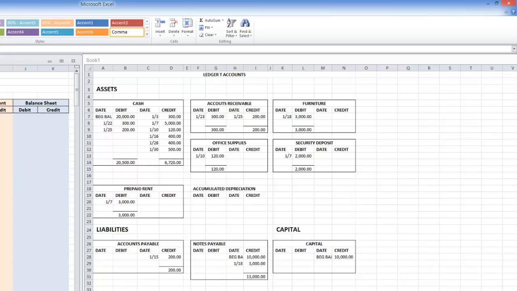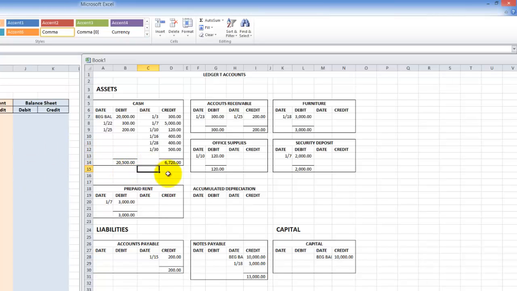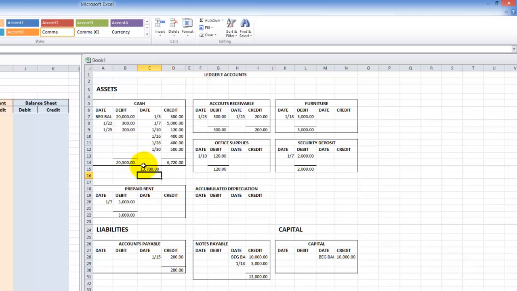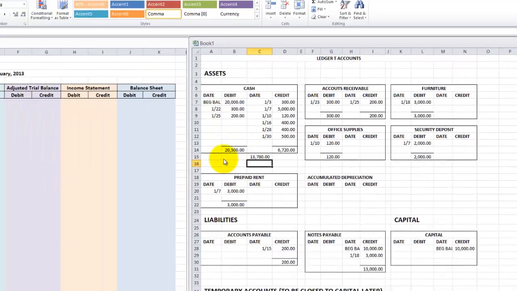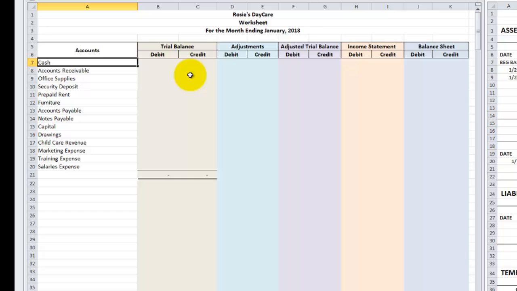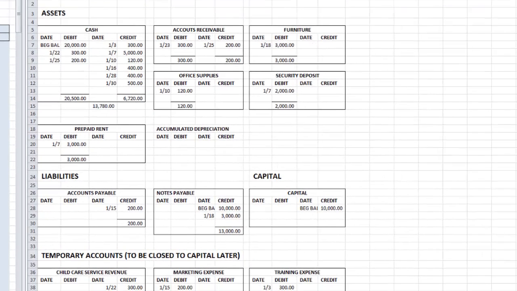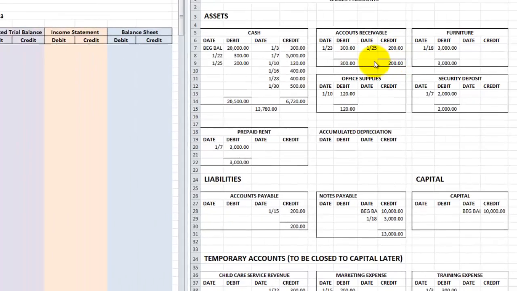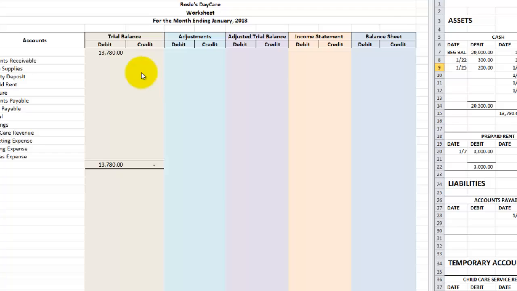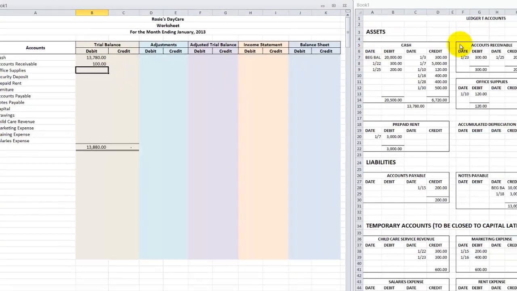We're just going to balance out all the accounts to come up with these numbers. So here we first have cash. In cash we're going to do this number minus this number, and it shows 13,780, and it looks like it's going to be on the debit side. So we'll take 13,780 on the debit side. On accounts receivable we're going to do the same thing. We have 300 here, 200 here. It's pretty much 100, so 100 on the debit side.